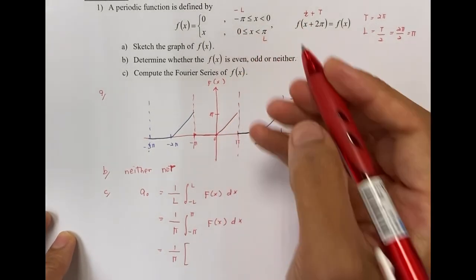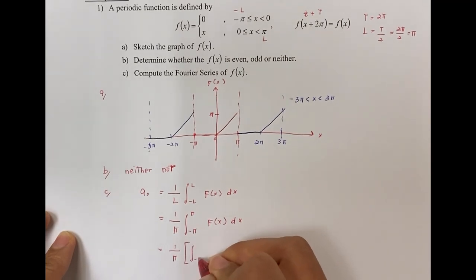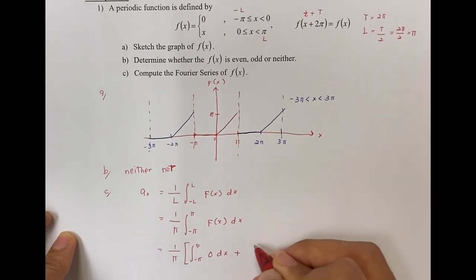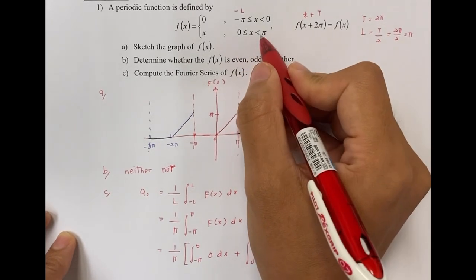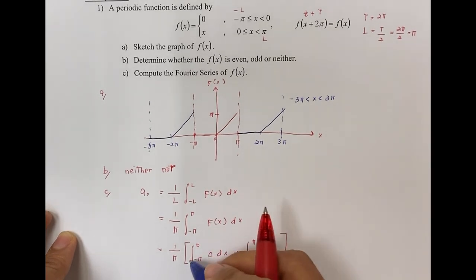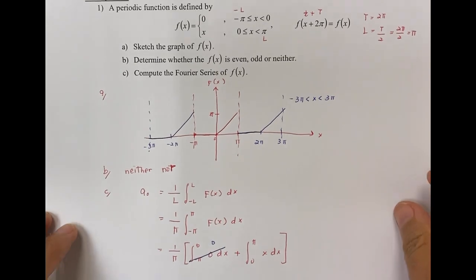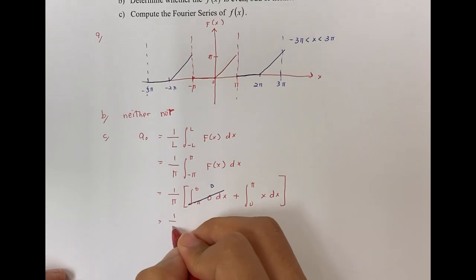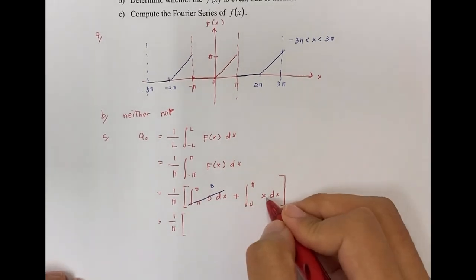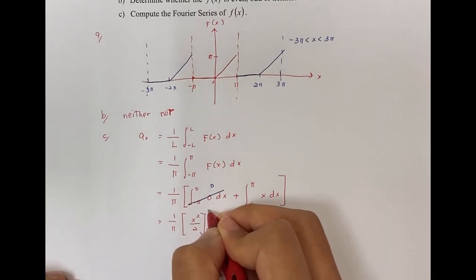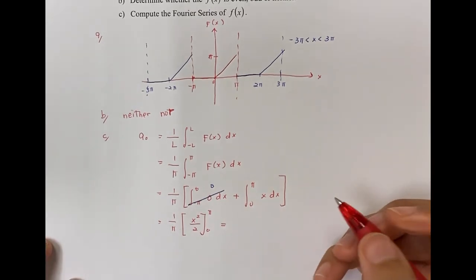So from negative pi to 0, your f(x) is 0, so 0 dx. Plus from 0 to pi, your f(x) is x, so you have x dx. So the integration of 0 is equal to 0, so you can just ignore the first term. Okay, continue integration. So you have 1 over pi. Integration of x is x squared over 2, from 0 to pi.